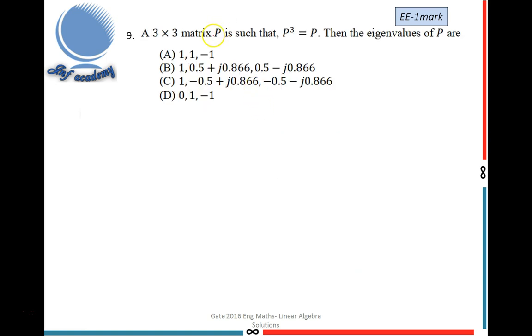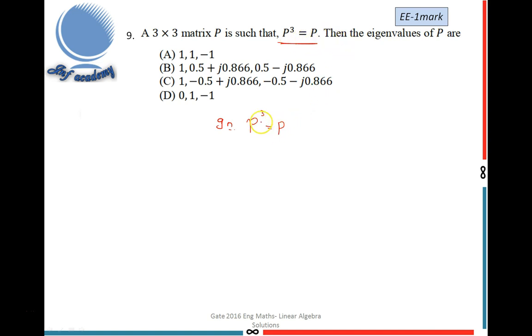Ninth problem: a 3 by 3 matrix P is such that P cube equal to P. Then the eigenvalues of P are, you have to check these 4 options. This is from the EE department, it has 1 mark. Here given P cube equal to P, you have to find the eigenvalues of P. But one condition is given, P cube equal to P.